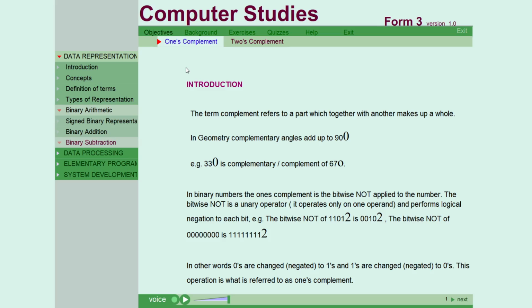The bitwise NOT of 0000000 is 1111111 to the base of 2. In other words, zeros are changed, that is negated, to ones, and ones are changed, that is negated, to zeros. This operation is what is referred to as ones complement.